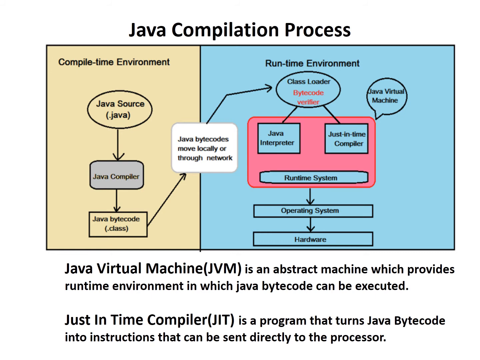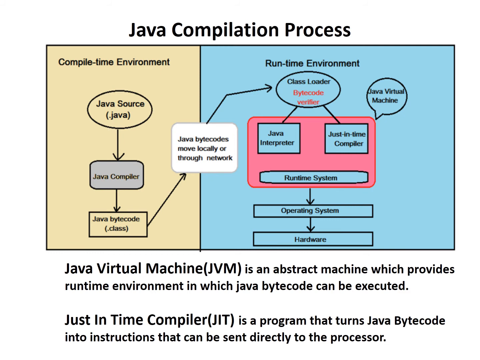The bytecode still needs an interpreter to execute them on any given platform. The interpreter is also called just-in-time compiler, that is JIT compiler, which reads the bytecode and translates it to the native executable code of the host computer on which it is to be executed.